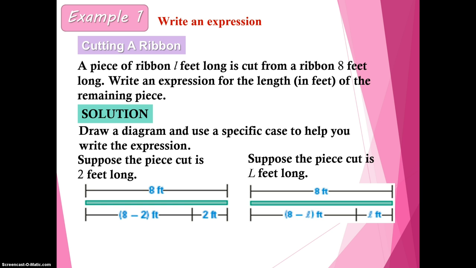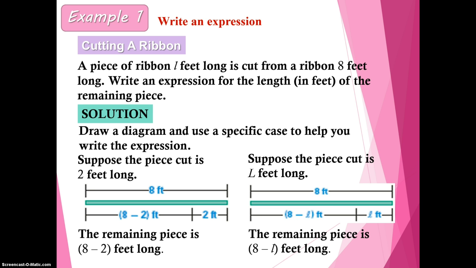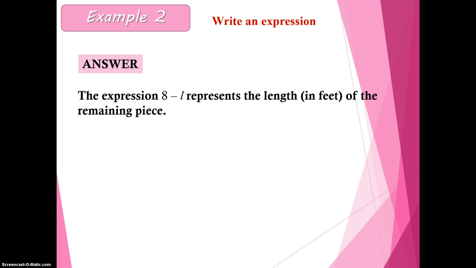So if we substitute that with L, cutting L feet long off, then our remaining piece would be 8 minus L. Therefore, the expression 8 minus L represents the length in feet of the remaining piece.